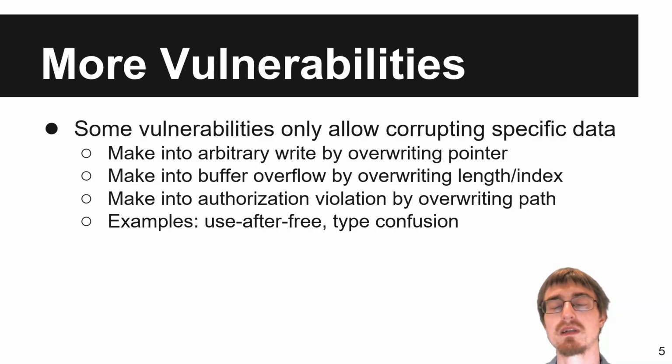Next, some vulnerabilities might only allow you to corrupt specific data. Based on the bug in the program, you can only override a particular variable or perhaps even a part of a variable. Well, what can you do with these? There are still all sorts of ways to exploit these. For example, override the pointer to create an arbitrary write, or create a buffer overflow by overwriting a length or an index. Or you could make this an authorization violation by changing a path. There are many ways in which this can be abused, and examples where you need these kinds of techniques include use after free and type confusion.